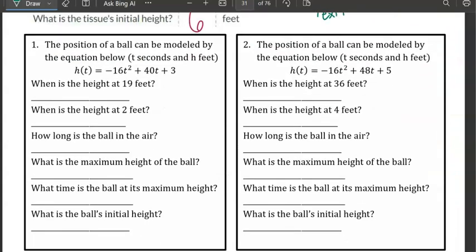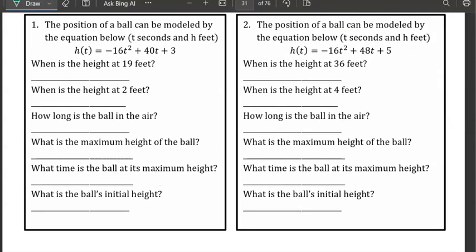All right, try the other examples below, and then move on to the next skill.